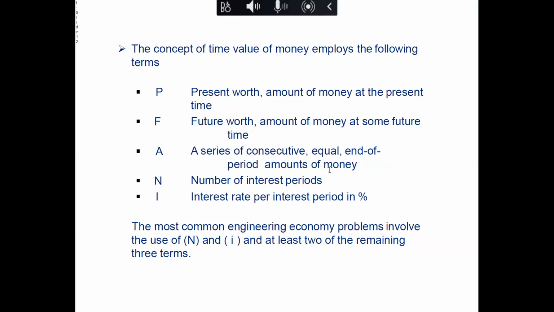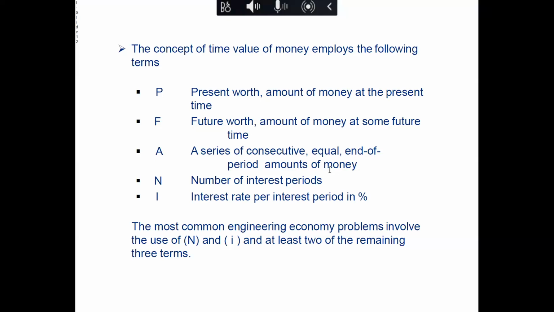N, number of interest periods, or the life cycle. Then I, the interest rate. For anything called a project, for anything that involves doing investment, for anything that involves appraising a project, these are the 5 items you will see. Nothing beyond these 5.